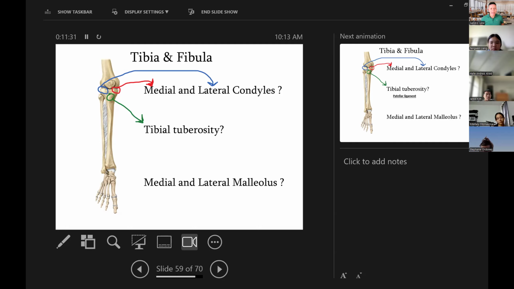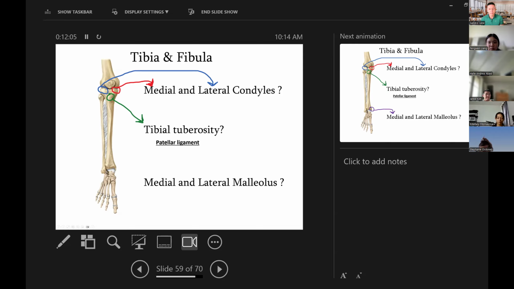Taking a look now still at the tibia, right below the condyles, and we can actually feel this. If you put your hand right below your patella in front of your knee, you're going to see these two big bumps right there. You are touching what is called the tibial tuberosity. And the tibial tuberosity is a point of attachment for the patellar ligament, which is a ligament that is going to hold the patella in place.